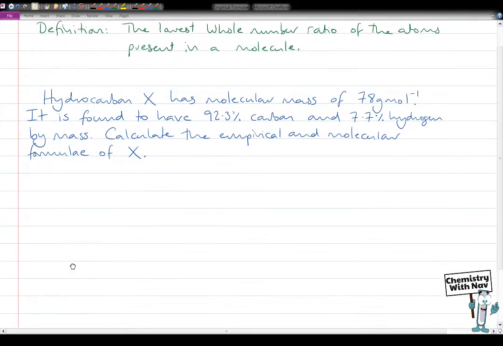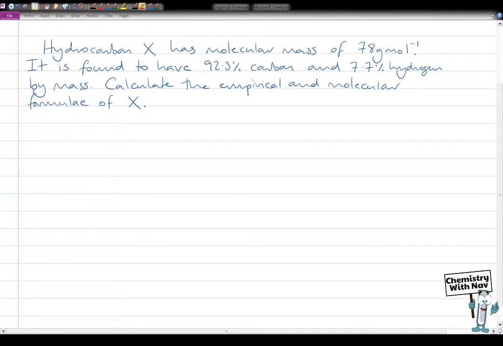And an example of the type of question you might get is this. Hydrocarbon X has molecular mass of 78 grams per mole. It is found to have 92.3% carbon and 7.7% hydrogen by mass. Calculate the empirical and molecular formulae of X.